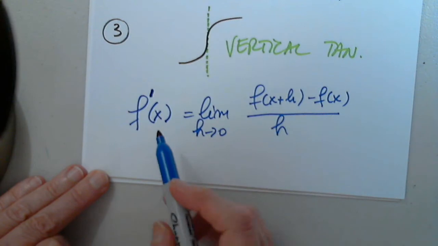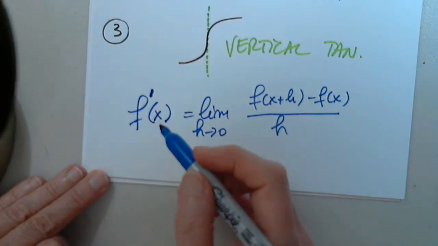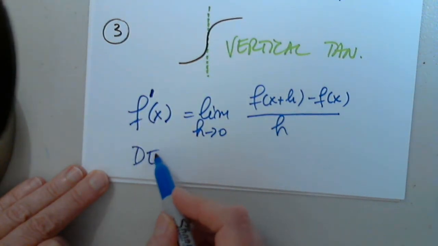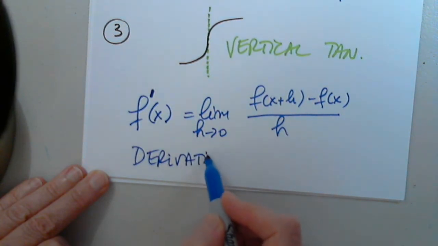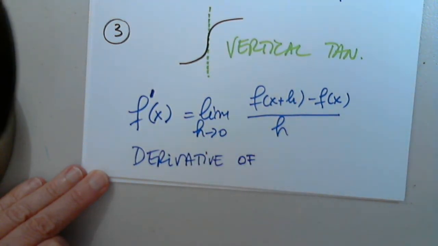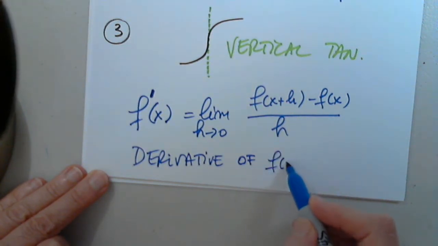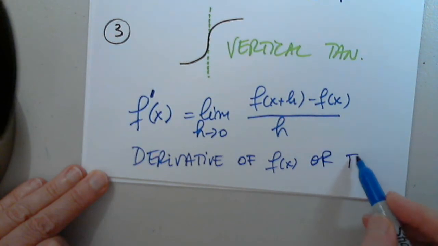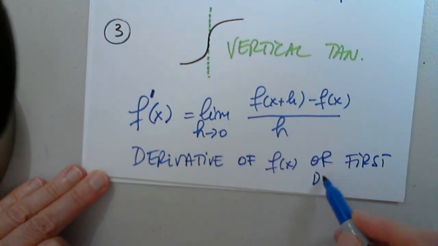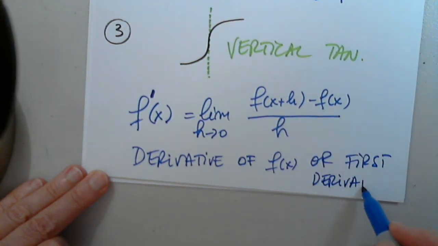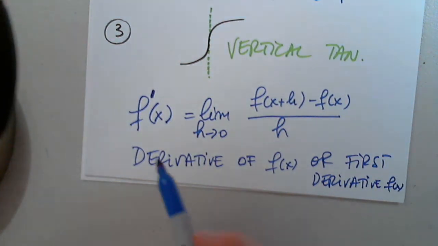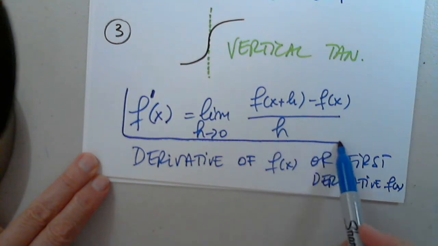And this is called the derivative, or the first derivative, of f of x. Okay? So this is the definition.